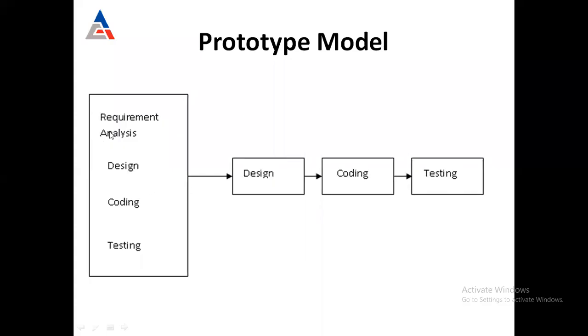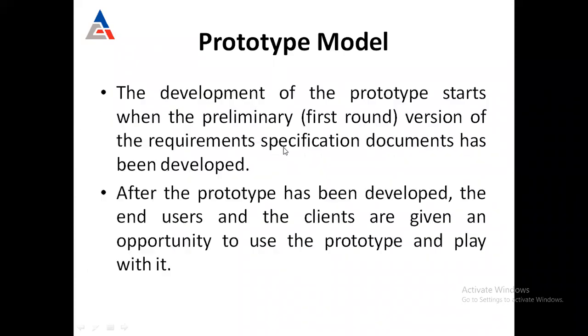The development of the prototype starts when a preliminary version of the requirement specification document has been developed. When the software developer interacts with the customer at the initial stage, the customer will provide some of the requirements, 20-30% of requirements. Whatever requirements are given by the customer, the software developer will generate the SRS, software requirement specification document. And after preparing that document, the software developer will start developing the software or prototype.